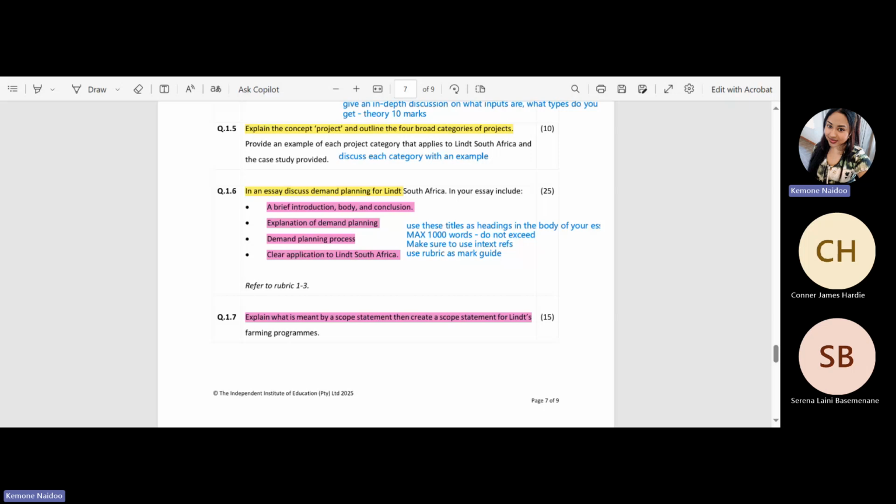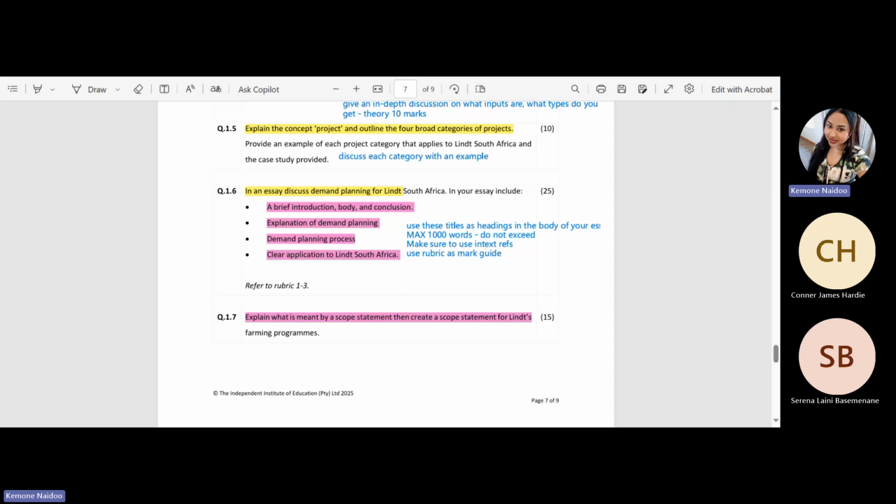Always state what they are, because remember, you do get marks for simply stating something. So state, don't just explain, state and then explain. And then lastly, give examples from the case study. If you're giving a project category, explain how Lent relates to that project category. Then when you're choosing your other project category, how does Lent relate to that one? You're going to take all four categories and provide an example for all four.